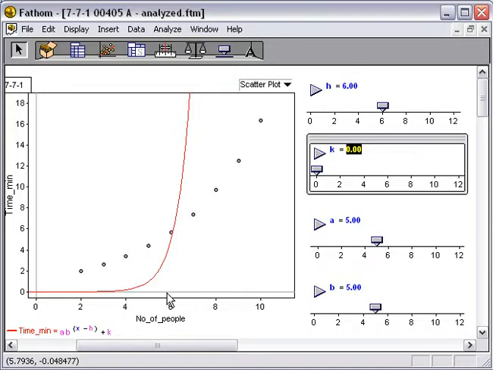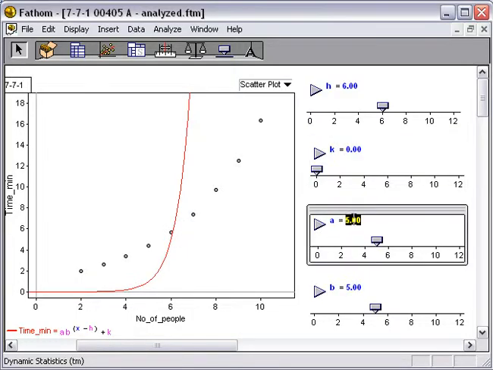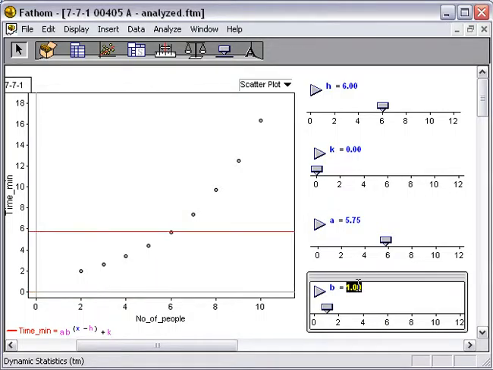A is the distance from the horizontal asymptote vertically up to the elbow, which in this case is about 5 3/4. For exponential growth, B, the growth factor, would need to be greater than 1. You could start off by making it 1 and then moving the slider until it matches.